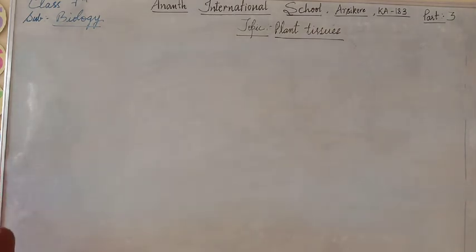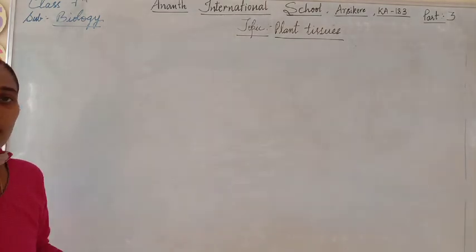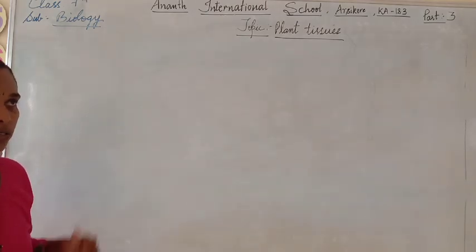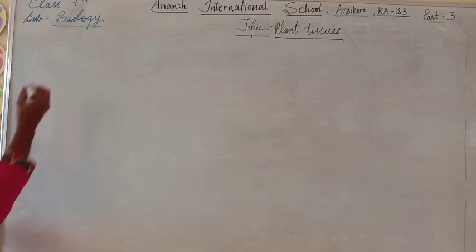In today's class, we shall move on to the next topic. As we all know, in plant tissue there are two types. One is meristematic, another one is permanent. So already we have learnt in the previous class about the meristematic tissue. In today's class we shall learn about the permanent tissue.